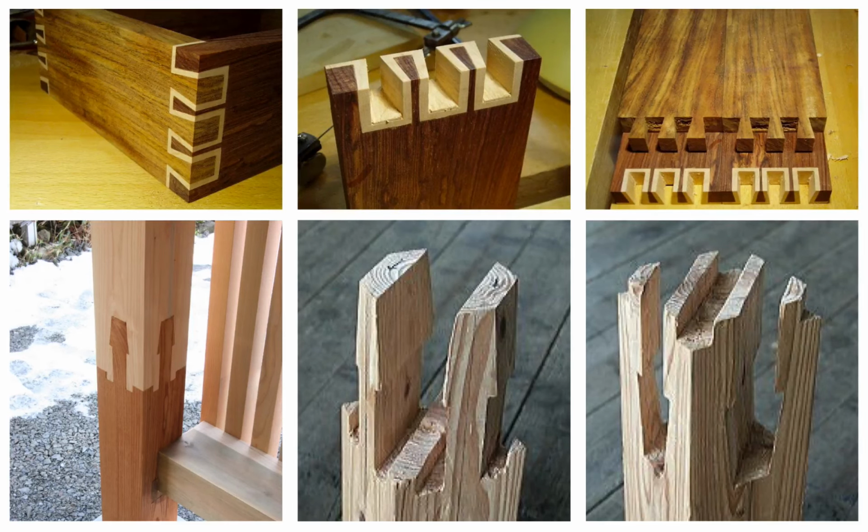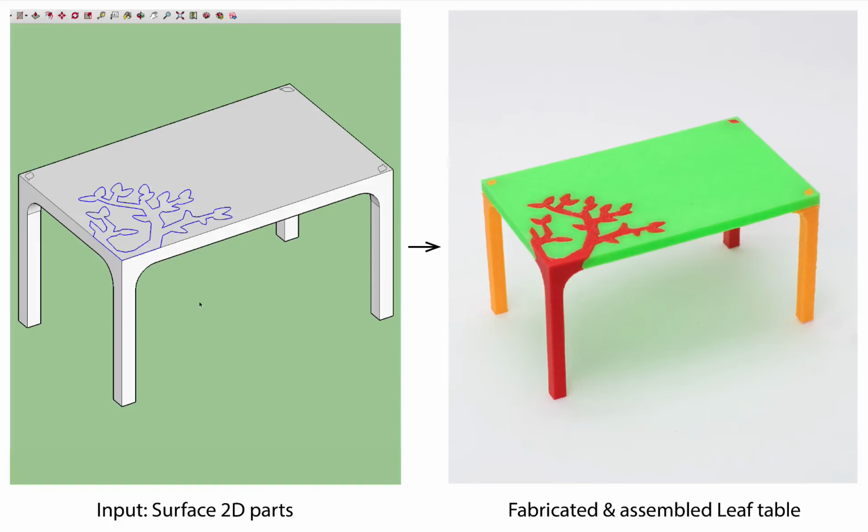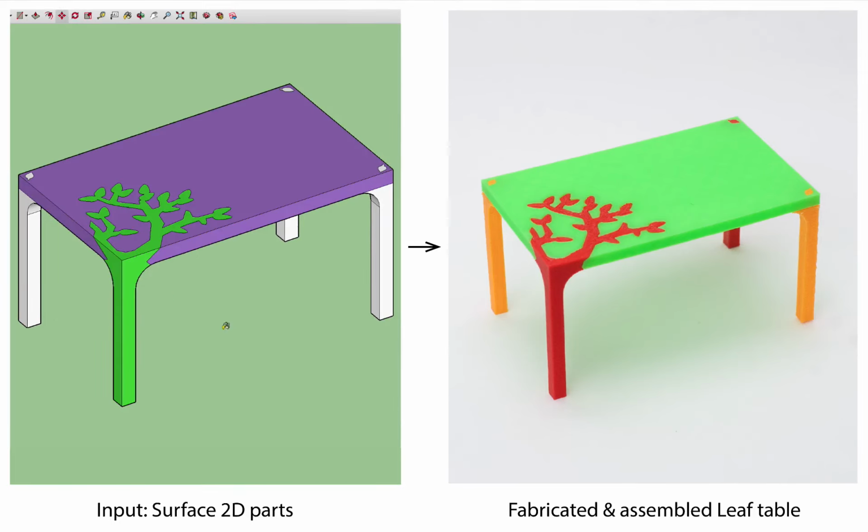We present a tool for designing decorative joints. Given a solid 3D model, users paint its surface with a color for each part in a tool like SketchUp. We call these surface 2D parts, and users can easily design the visual aesthetics of joints. Our tool automatically generates a set of solid 3D parts suitable for fabrication that conform to the surface 2D parts and guarantee assembly into the solid model.